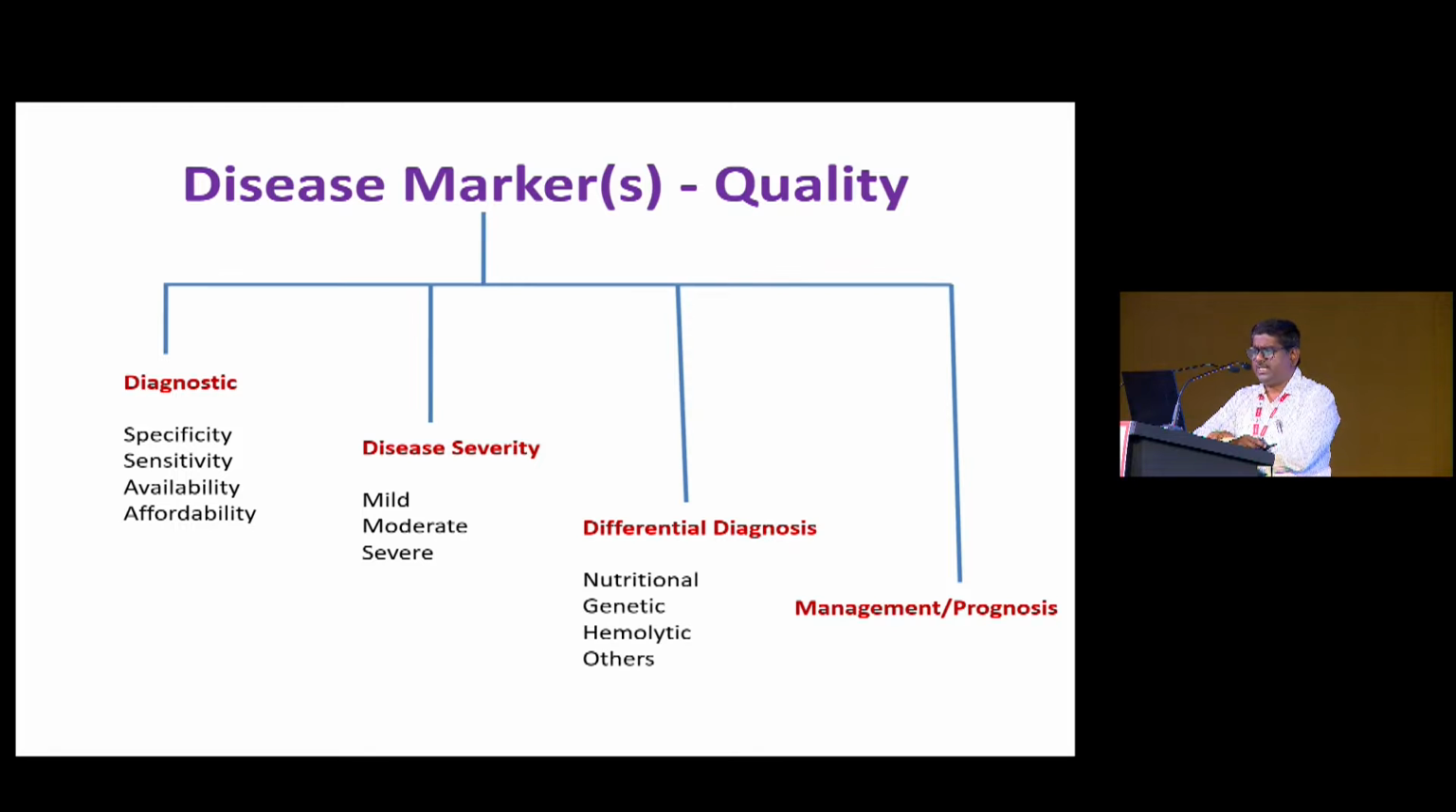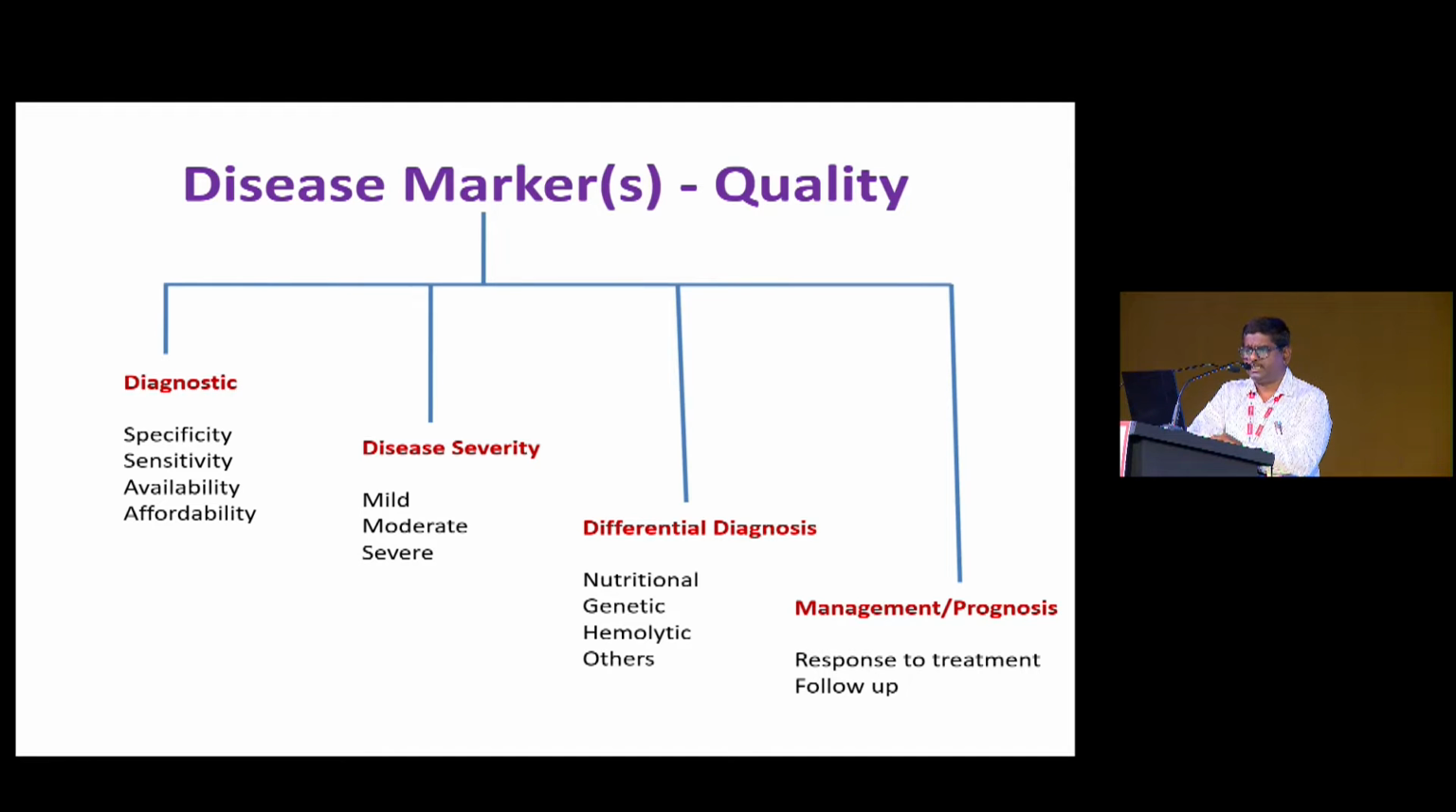Coming to the differential diagnosis, in the case of anemia, whether it is a nutritional cause, a genetic cause, a hemolytic anemia, or other comorbid conditions like thyroid disease, etc. Then it should tell us whether the treatment is a success, or the same marker can be used for follow-up study. So these are the most important qualities required to declare a parameter as a marker for a particular disease.